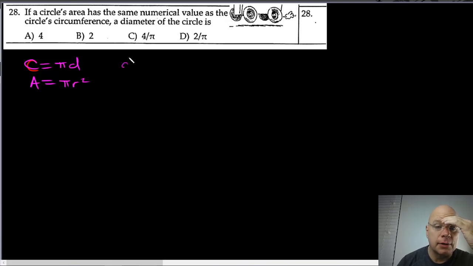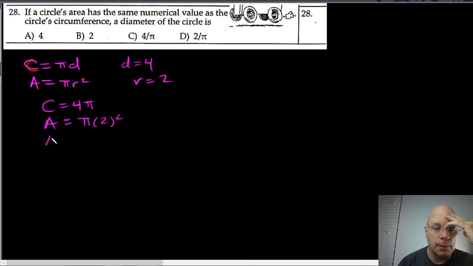So if the diameter equals 4, circumference equals pi times 4 or 4 pi. Area would equal pi times, well, r must be 2 if d is 4. So pi times 2 squared, which is also 4 pi. And we get lucky and it's the first answer choice. If we had enough time at the end of the contest, which you almost certainly won't, but if you did, you could check these others.